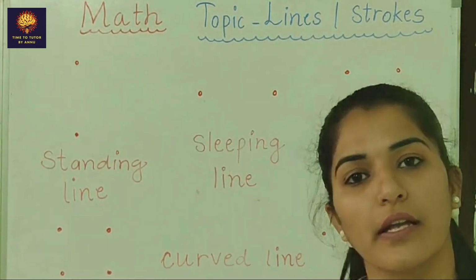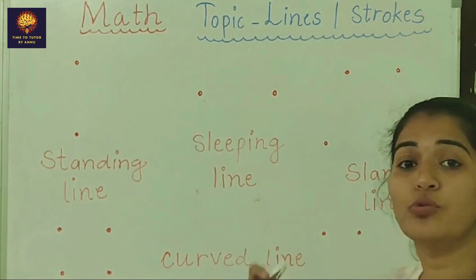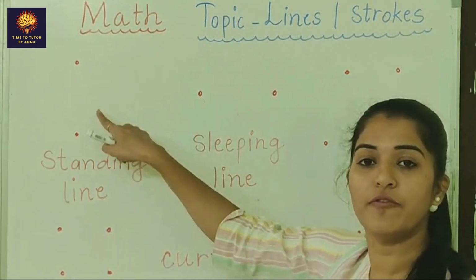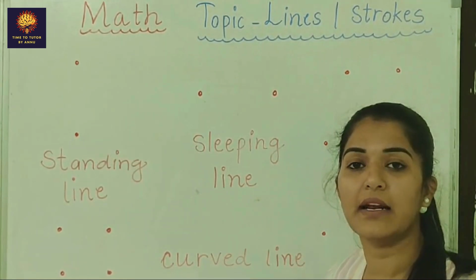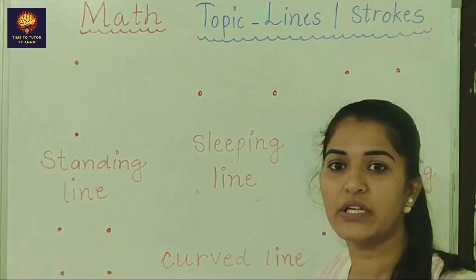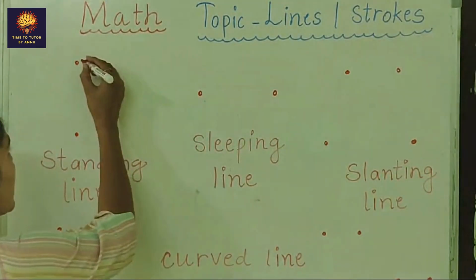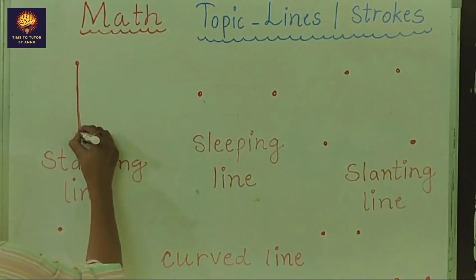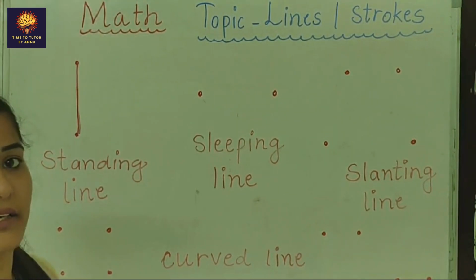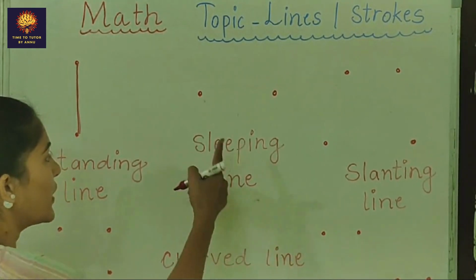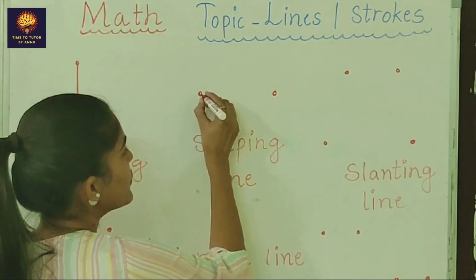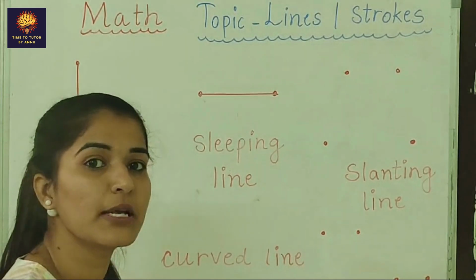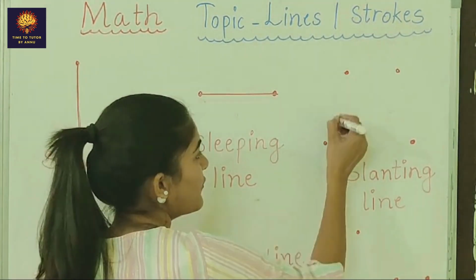So students, now we will learn how to make lines. First of all, you can see two dots here. If we join these two dots, we have a standing line. Another one, you can see two dots. If we join these two dots like this, we have a sleeping line.